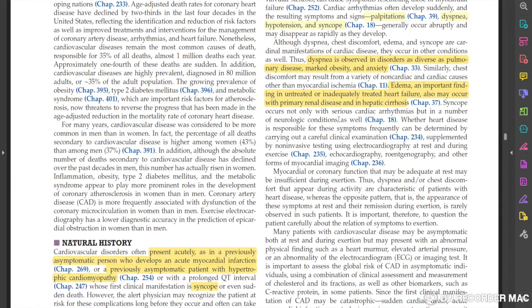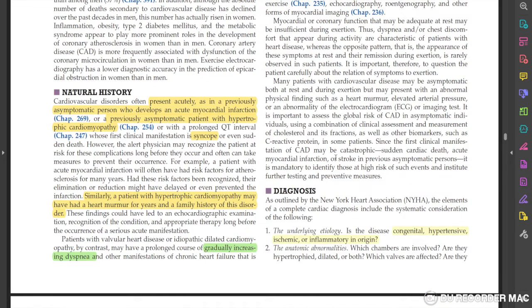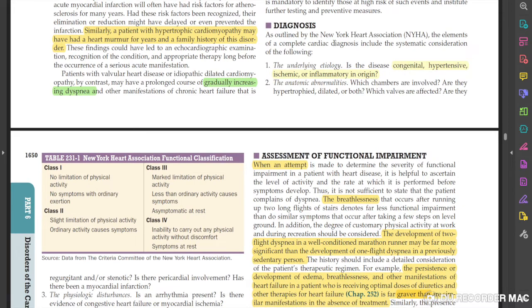Okay, so a thorough clinical examination and investigation is a must in a patient in whom these symptoms are present. Now let's talk about the diagnosis. The NYHA: the elements of a complete cardiac diagnosis include the systematic consideration of the following. This is very important.